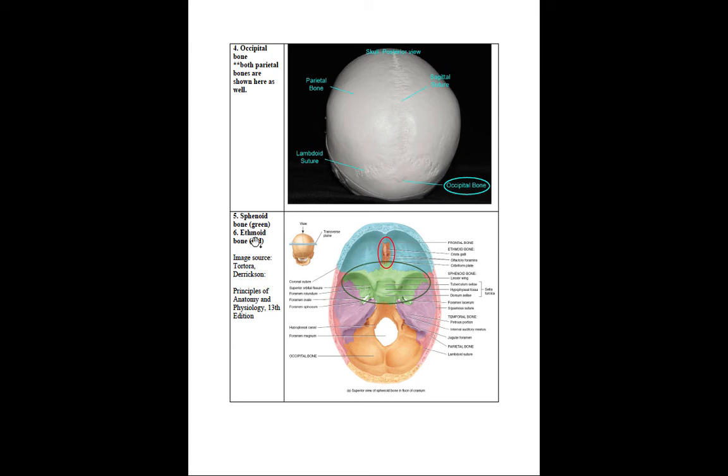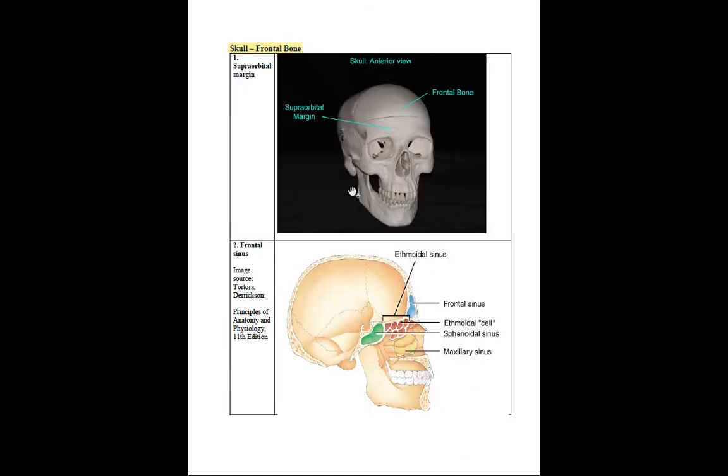For the sphenoid bone and the ethmoid bone, I used the image from your textbook so that you could see the outline of these bones in the skull. So you can kind of depict them here. Then you'll see that we have a separate sphenoid bone from a blasted skull, and you also have the ethmoid bone. So we'll get to that shortly. The sphenoid bone is here in green. It kind of looks like a butterfly. And here's the ethmoid bone in red. So those are the cranial bones.